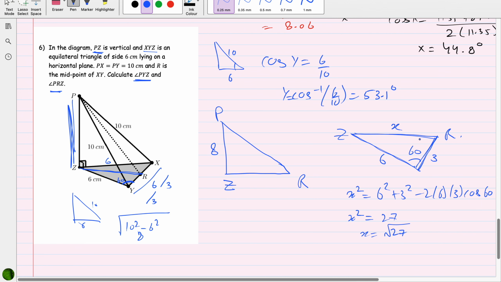So now we have the length ZR, which is square root 27, 5.2. In order to get the angle PRZ, you can now use tan. So tan of PRZ is equal to perpendicular over base. So PRZ is equal to tan inverse of 8 over 5.2, which is 56.97, approximately equal to 57.0 degrees.